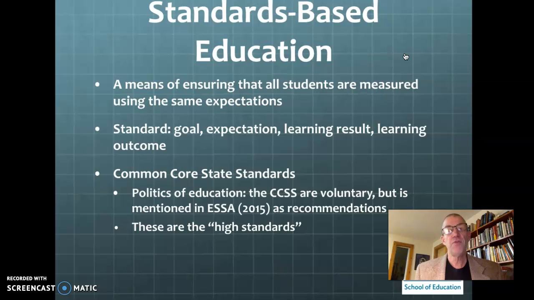Now, very few school districts and very few schools across our country have really adopted such a strict standards-based education. Instead, it's kind of somewhere in between. These standards are there, and we hope that our students meet these standards, but sometimes they don't.